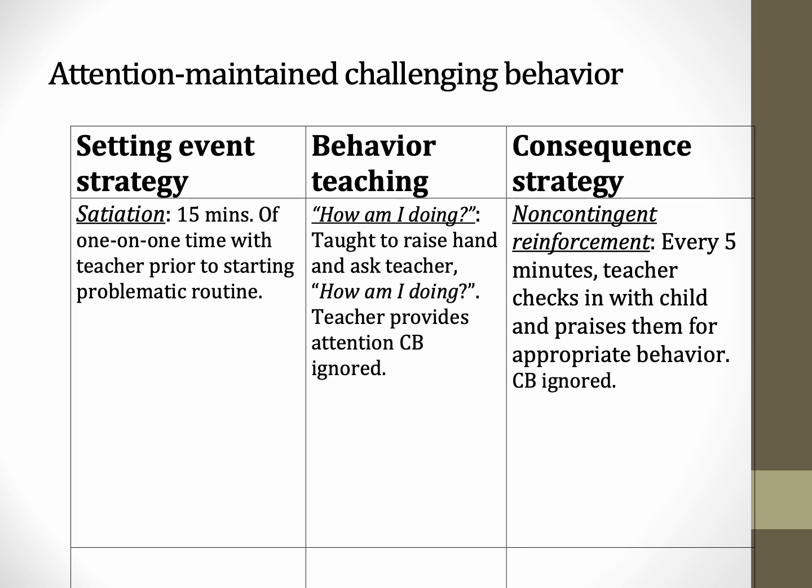So this is the second example. If the problem behavior is maintained to gain someone's attention, the setting event strategy or antecedent strategy can be satiation. So you provide enough attention before the problematic routine starts. Or you can directly teach the alternate or desired behavior while problem behavior is ignored. And for the consequence strategy, maybe you can use a systematic reinforcement schedule. We'll talk about this schedule later. So that can be a consequence strategy.